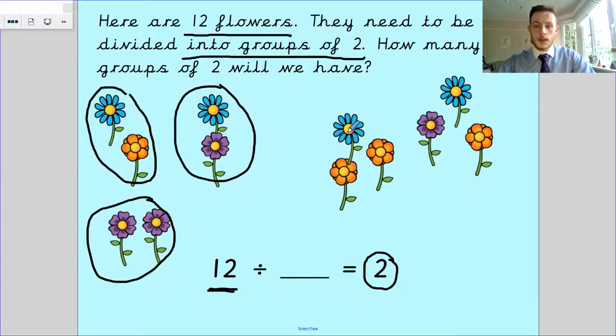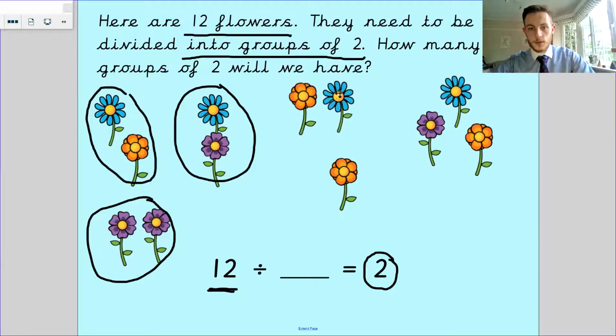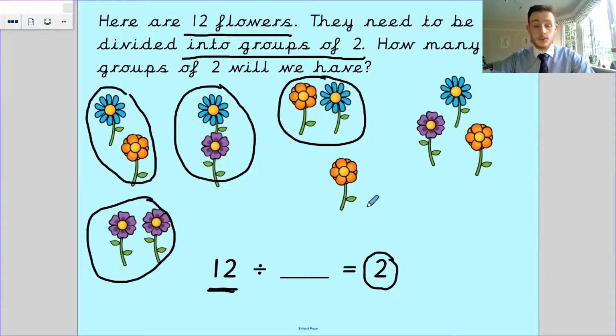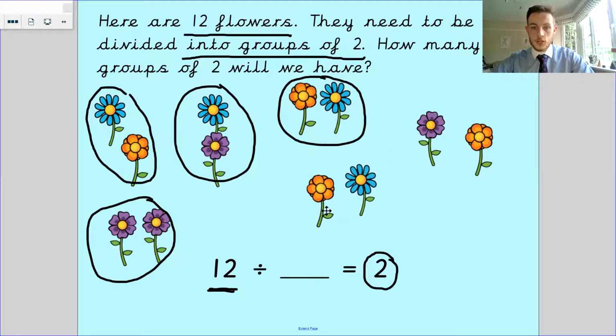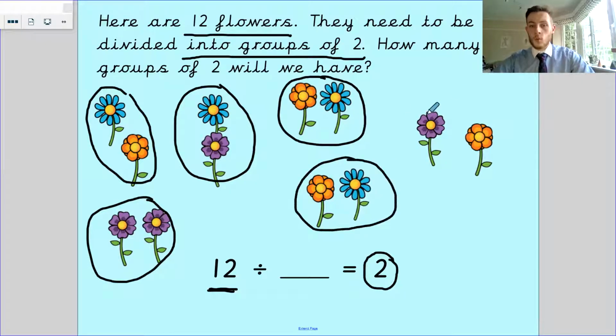Then I need to group 1, and I'll have that blue one there. 2, that's another group of 2. Have I still got some left over? Yes, so I need to keep grouping in 2s until I've got none left. 1, 2. Group those 2. 1, 2. Group those 2.